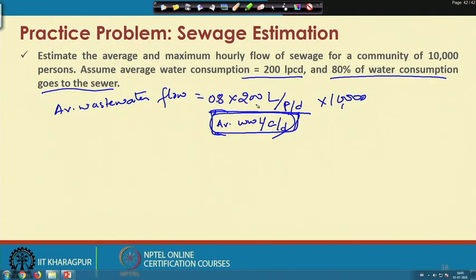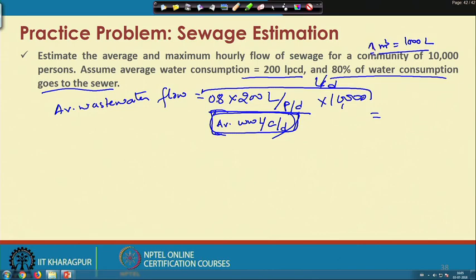So, for the overall population, it is 10,000 into 0.8 into 200 liters per day. Now this quantity is in liters per day, the sewage generation in liters per day. So, that is your estimate. If we want to, we know that there are 1000 liters in 1 meter cube. So, if you want to determine it in meter cube, because generally capacity we give in million liters per day or that kind of thing, that also we can do.